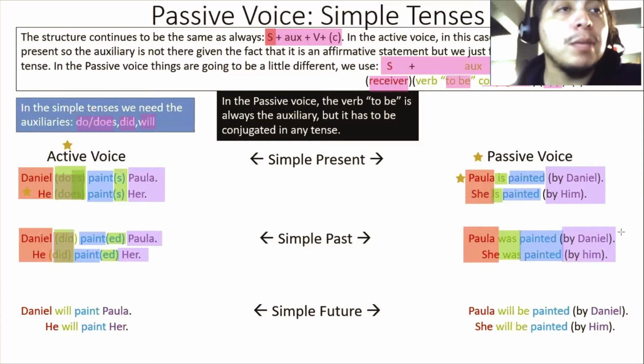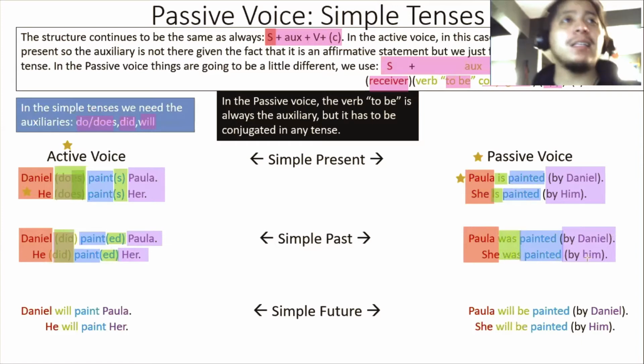Paula was painted by Daniel. She was painted by him. Okay? So, he painted her and she was painted by him. They are exactly the same sentence. In this case, we are focusing on the doer of the action. In this case, we are focusing on the receiver of the action. That is the only difference.